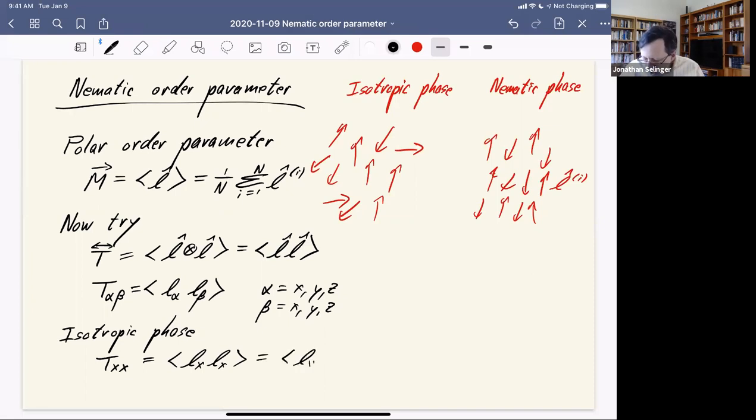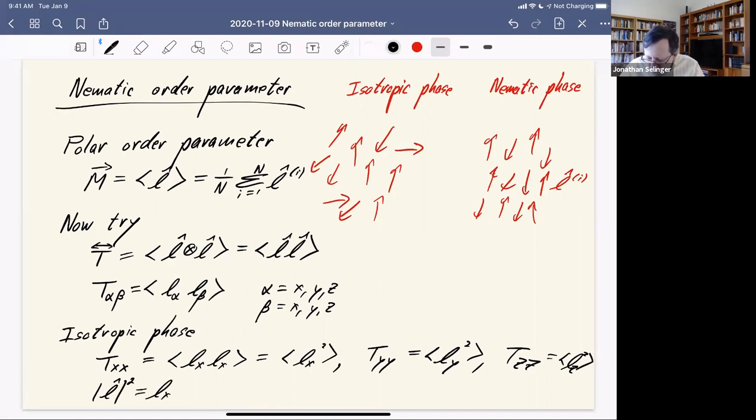The average of Lx squared. Well, this is an average of something which is always 0 or positive, right? So it must be 0 or positive. Okay. Likewise, we have Tyy is the average of Ly squared, and Tzz is the average of Lz squared. Right? Well, so what can we say about these numbers, right? Well, for one thing, we know that L is a unit vector, right? And so the magnitude of L, that is Lx squared plus Ly squared plus Lz squared, right? And that has to be equal to 1. That's what we mean by a unit vector.